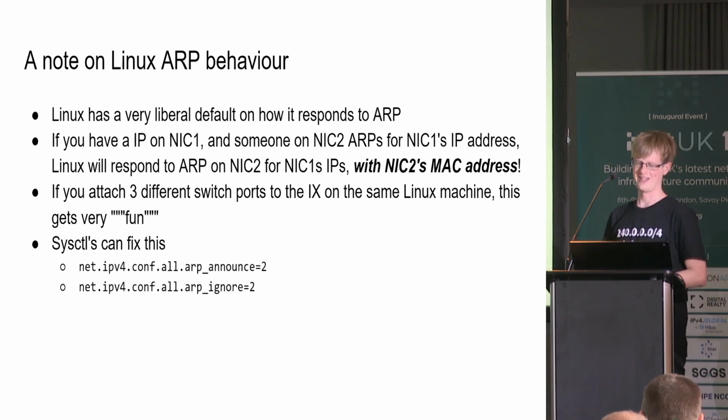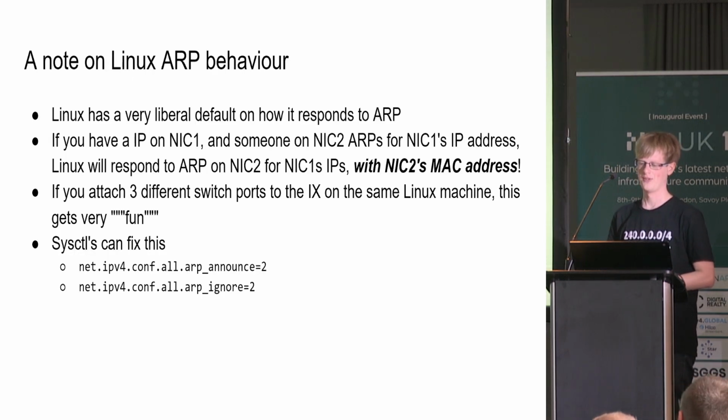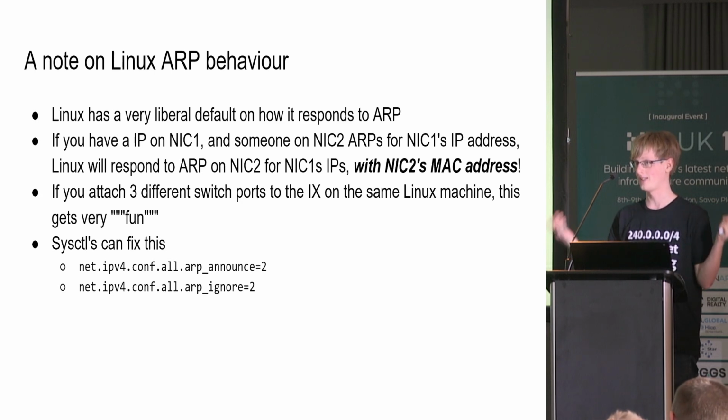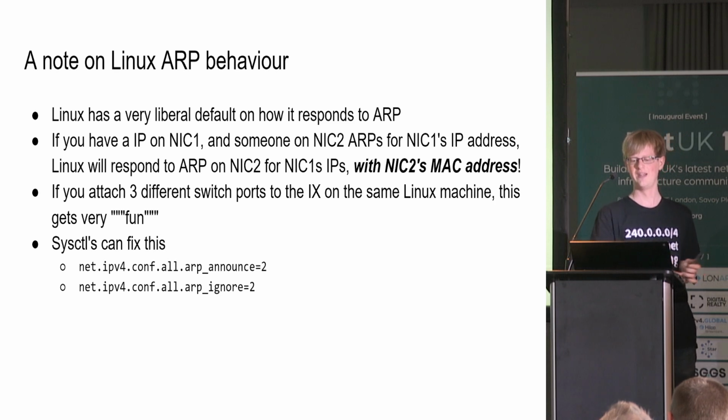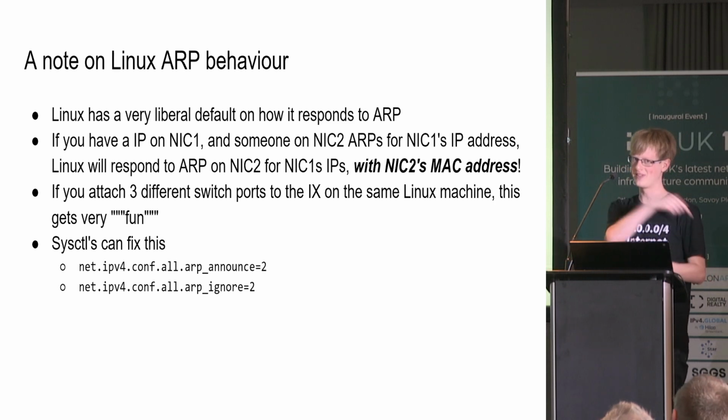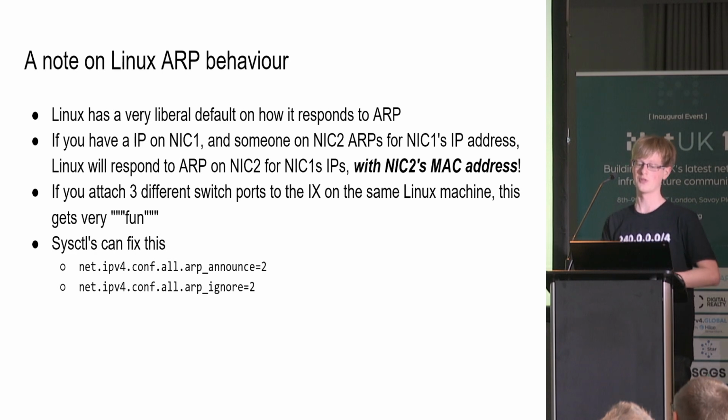Another fun note on Linux ARP behavior. So note that I mentioned that there is one machine with potentially 3 NICs to 3 different customer-facing switches. Linux has some very interesting liberal defaults on how it responds to ARP. So if you have an IP address on your first NIC, and then someone on your second NIC ARPs for NIC 1's IP address, NIC 2 will respond with its own MAC address.